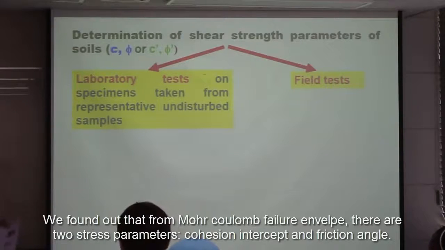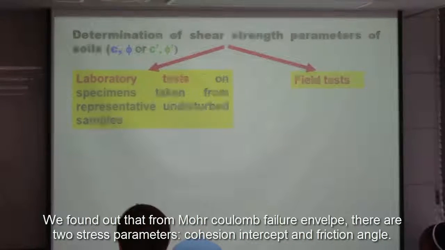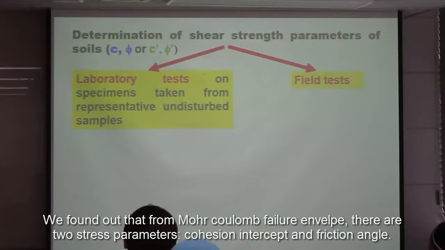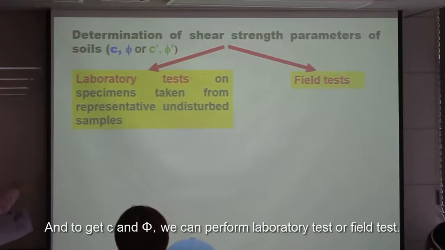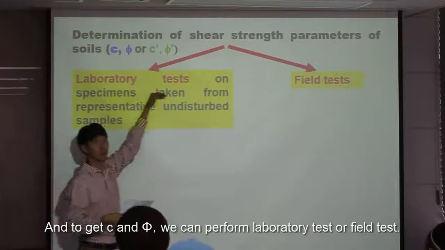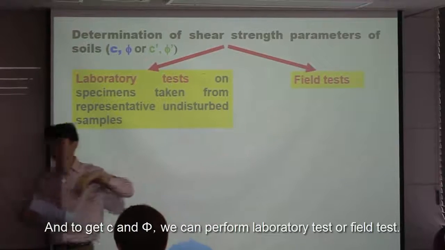Actually in soil mechanics, to determine the shear strength of the soil, we found that from the Mohr-Coulomb failure envelope, there are two strength parameters: the cohesion intercept c and the friction angle phi, right? And to get the c and phi, we can perform a laboratory test or a field test.